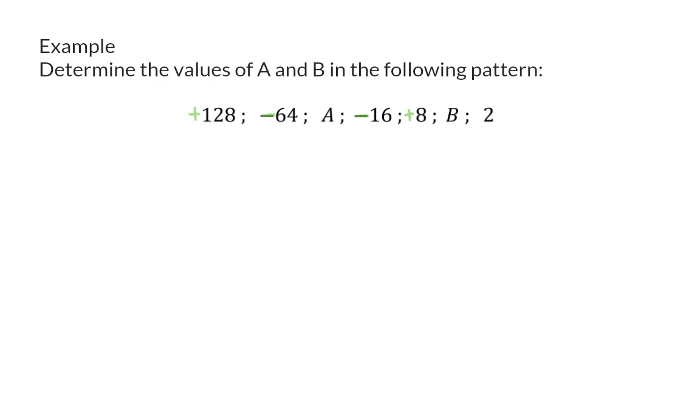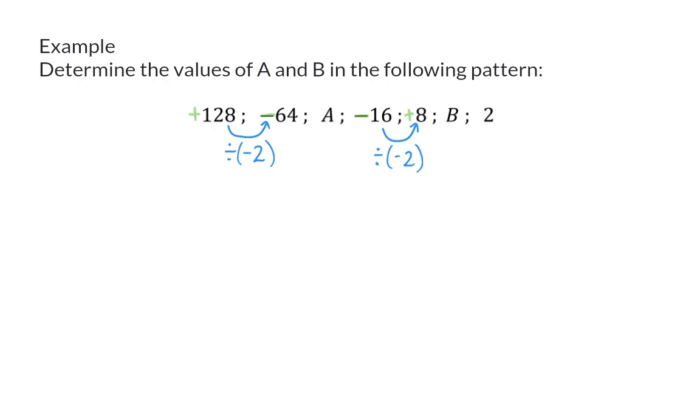If you look at the first two numbers, you will realize that 64 is half of 128, which means we divided by 2. But because the sign also changed, we had to divide by minus 2. And exactly the same happens from minus 16 to 8. Here you have to divide by minus 2 to change the negative to positive and to get half of 16.